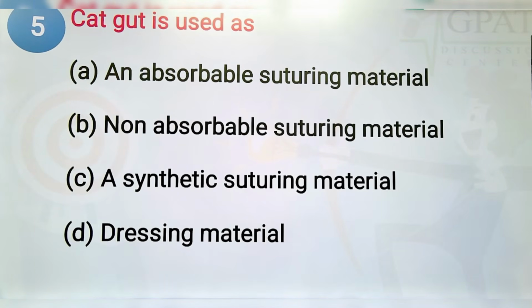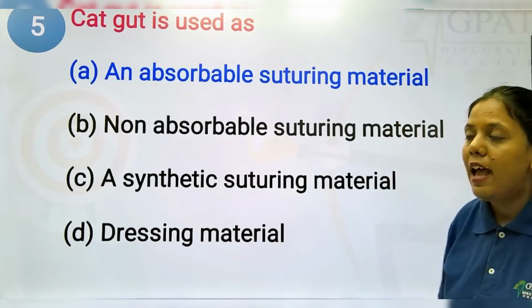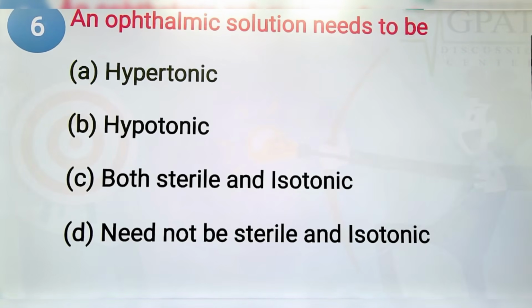Next is catgut. It is used as absorbable suturing material, non-absorbable suturing material, a synthetic suturing material or a dressing material. Remember catgut is the absorbable suturing material.